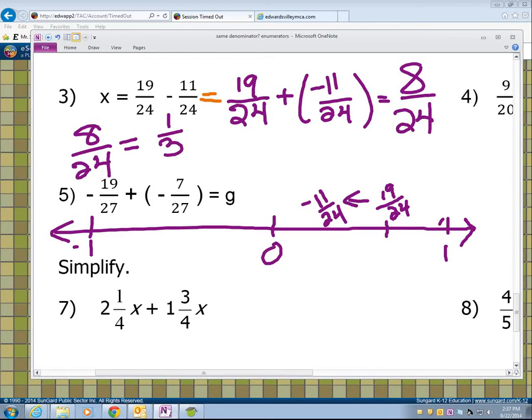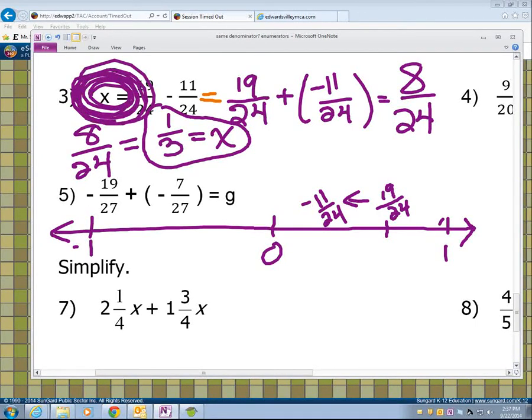Why couldn't you just do 19 minus 11? Because we're doing additive inverse, and some people get confused with integers like that. It would come out to be the same thing. What did I do at the very end there? What did I do before I circled it? X equals, yes. X equals, because it's right there. You need to have X equals.